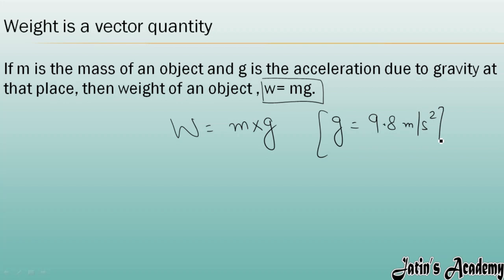This is the only value we have to put. Or sometimes in books, it is given as 10 meter per second square also. So this also we can take. But actually it is 9.8. So this is a relation between weight and mass.